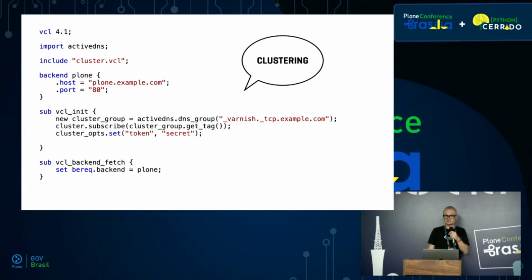That is clustering. We support that as well. If you're an Active DNS user, you can import clusters.vcl, and we would synchronize those caches using tricks, using one as the backend for the other, and ensuring that they're kept up to date.